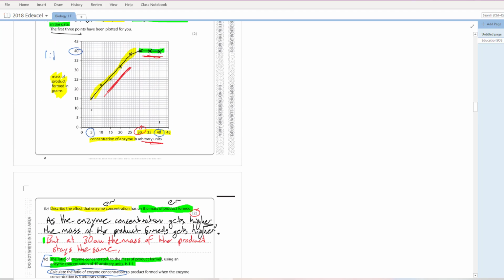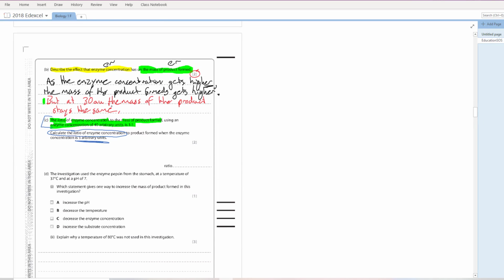Enzyme concentration 5 arbitrary units. Go up on my graph, go across, and it's 15. So that ratio is 5 to 15. Okay, so I'm going to go back to my question. Calculate the ratio when it's at 5 arbitrary units. So it's 5 to 15. So it's 5, not to 10, to 15.